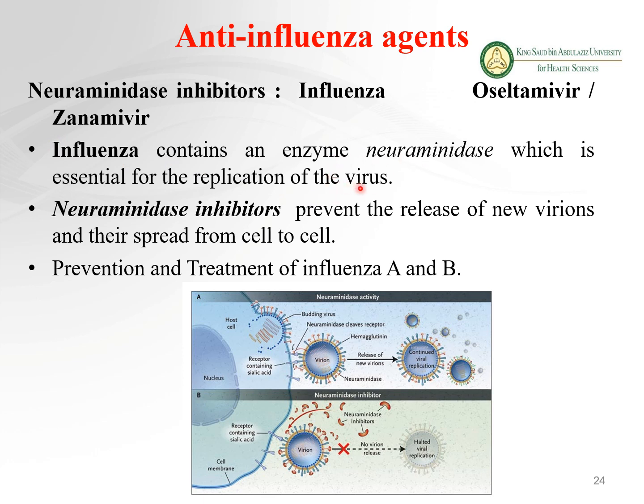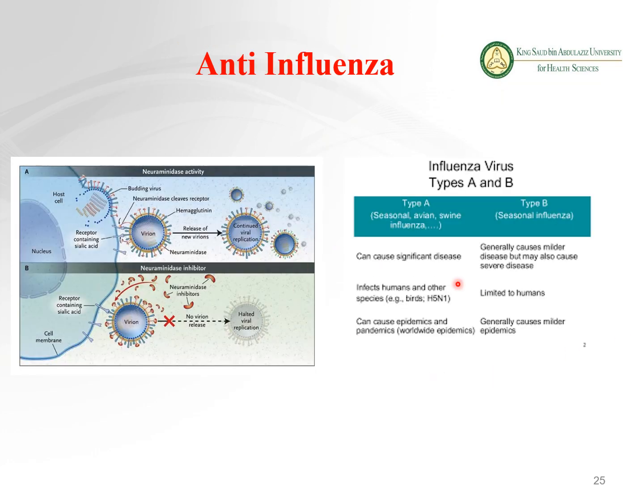These viruses contain this neuraminidase, and it is responsible for the spread of the viruses. So when we inhibit this neuraminidase enzyme, it prevents the release of new virions and their spread from cell to cell. So it is used for the prevention and treatment of influenza A and influenza B. This is the mechanism of action.